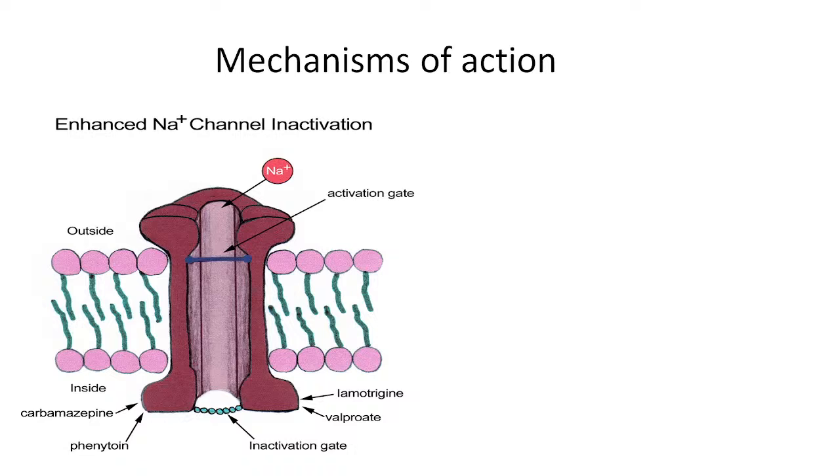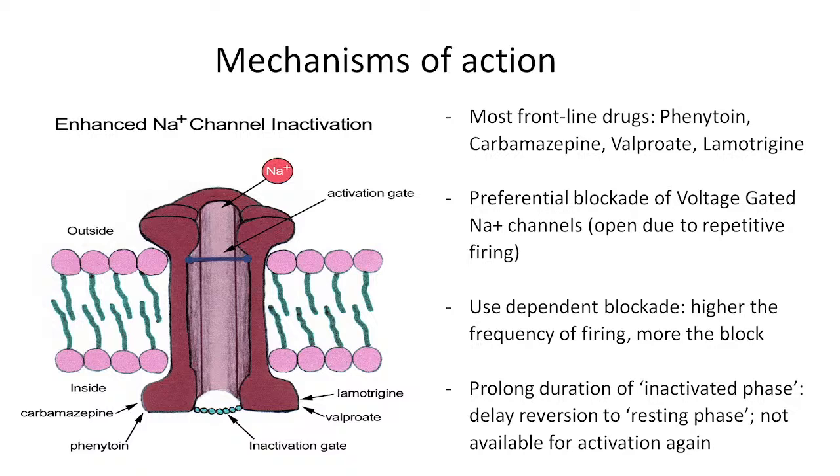So they are preventing the repeated activation of the sodium channels, thereby preventing the repetitive firing of the neurons, which is thought to be the core mechanism behind excitation leading to seizures. Okay? So most of the frontline drugs, as I mentioned, phenytoin, carbamazepine, valproate, lamotrigine, they all act through this sodium channel, so prolonging the inactivated state. So there is a preferential blockade of those sodium channels which are voltage gated, which open due to repetitive firing. The blockade is also use dependent. So the higher the use, which means higher the excitation, the more these drugs will be able to block those sodium channels. Lastly, their core action is prolonging the duration of the inactivated phase, thereby preventing these channels to go back to the resting phase, thereby not allowing them to get activated again. So that is the core mechanism of action.